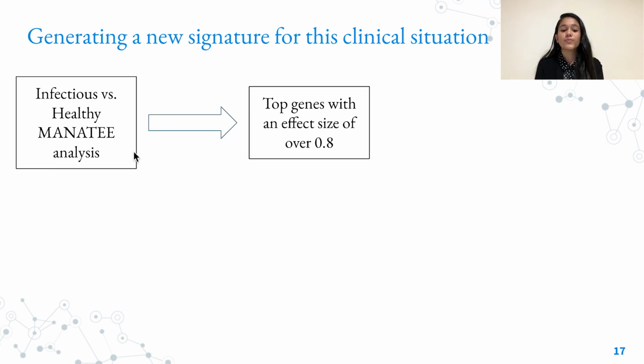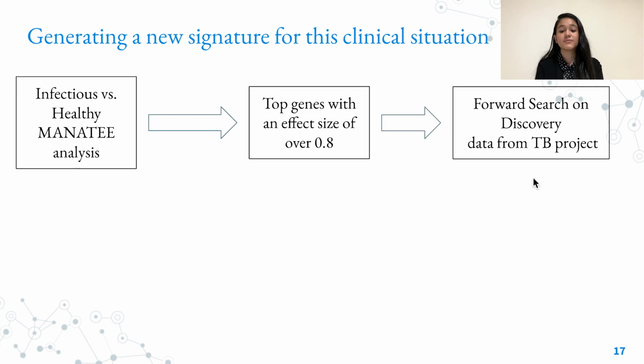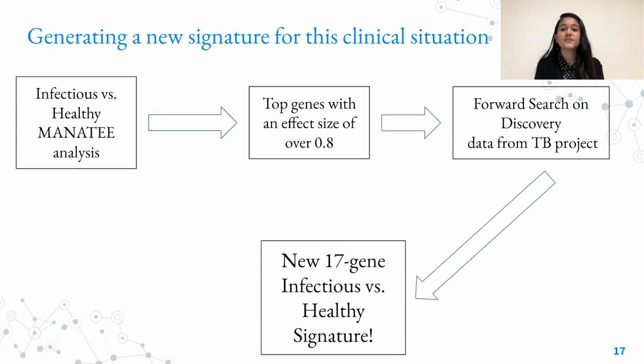That way, we would make sure to identify a lot of the people who are truly healthy or have latent TB, while minimizing how many active TB patients we lose. So, we took all the genes that MANATEE chose with an effect size of over 0.8, and then ran a forward search on the discovery data from the TB project, so that we could get a better idea of how this signature would apply to that population. This found a subset of them that would be specifically useful for TB and work better for this scenario.